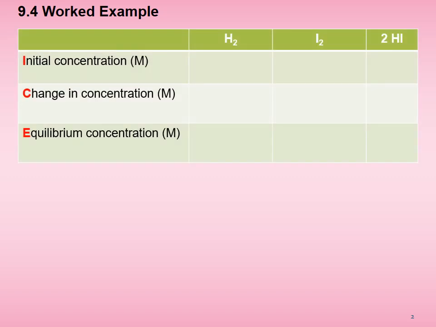We start with an ICE table. Before we complete it, we need to translate the information in the question carefully. 5.00 times 10 to the power of negative 3 moles and 1.00 times 10 to the power of negative 2 moles are the initial number of moles of H2 and I2 respectively. How do we know this?